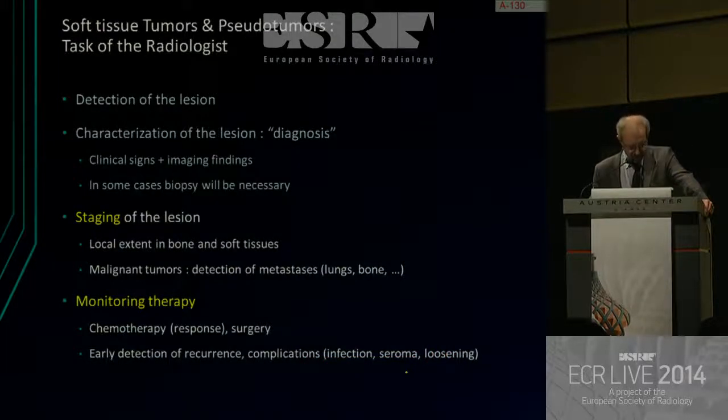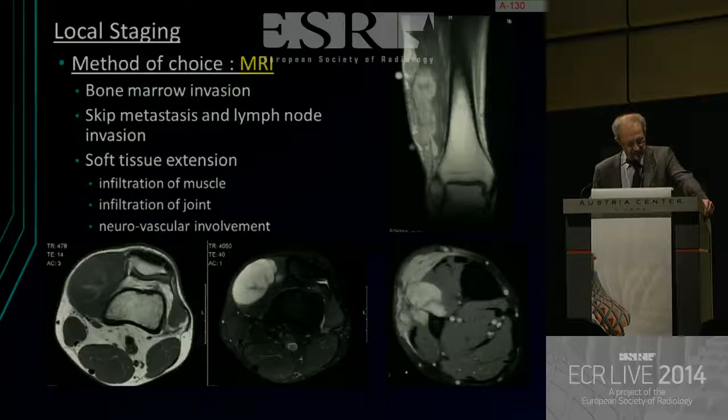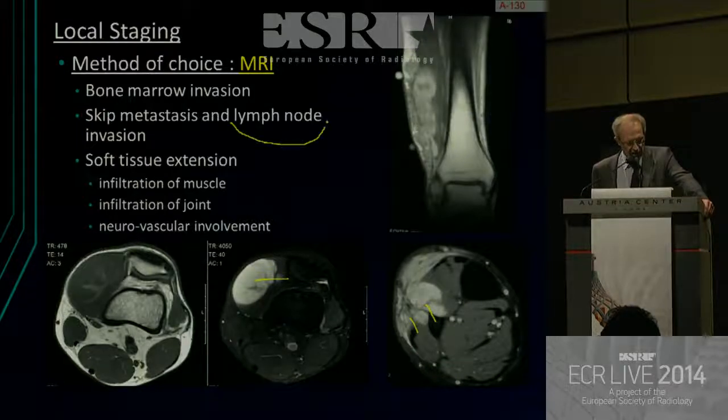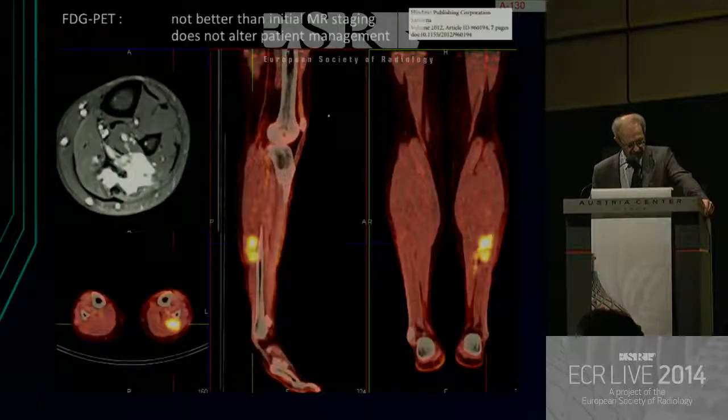So finally, we will do the staging and the monitoring of therapy. You all know that MRI is the best technique to do the local staging, extension into the joints, extension into the bone and the muscles and soft tissues. Be careful, synovial sarcoma, for instance, will invade lymph nodes. Many other sarcomas will not invade lymph nodes. There's not so much additional value for PET, FDG PET, because it's not better and will not change patient management when you do compare it with MRI.